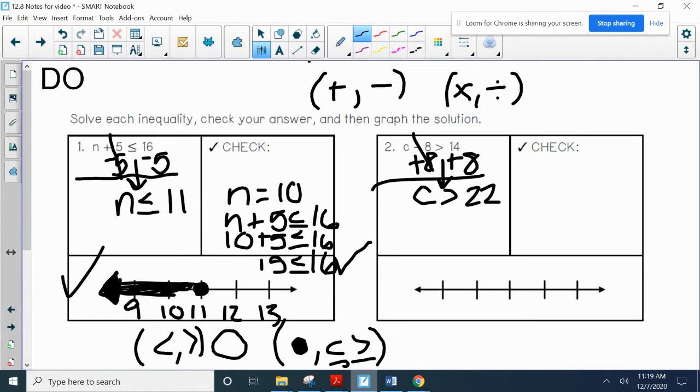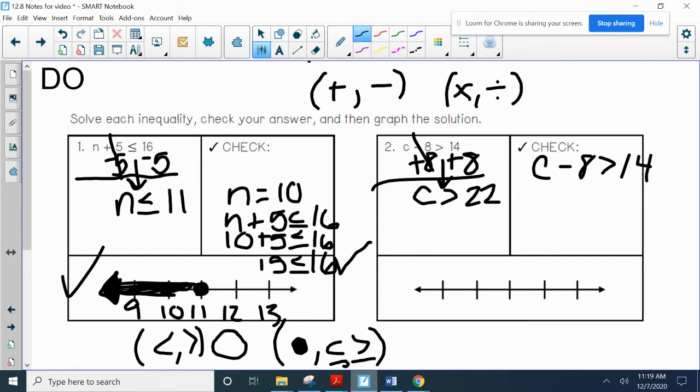So now we can go ahead and check it. When we check it, we want to check a number that is greater than 22 because it says c is greater than 22. So let's pick a value bigger than 22. Let's say 23. So we have 23. So let's say we have c minus 8 is less than 14.